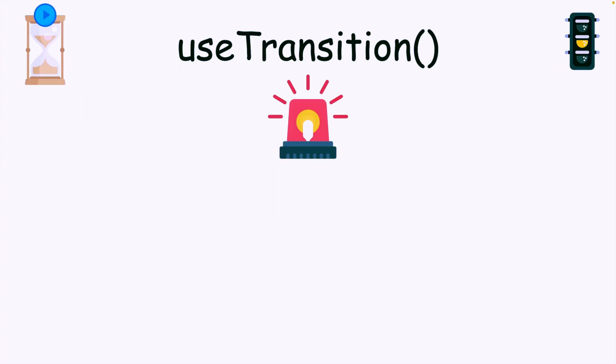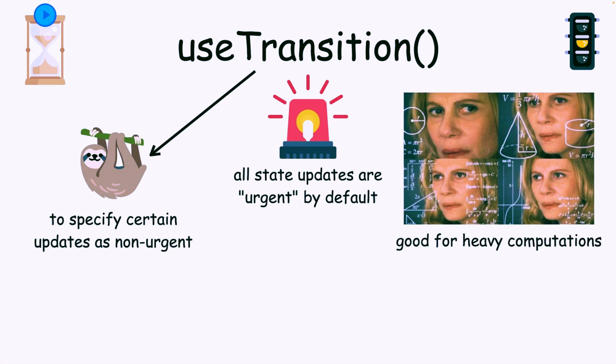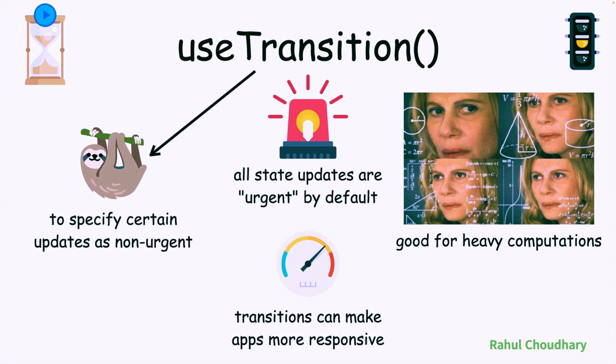In React, all state updates are considered to be urgent. UseTransition is a transition hook that allows us to specify that certain state updates are not urgent. This is helpful for state updates that involve heavy computations, which can lead to a bad user experience if they're executed immediately. We can make our app more responsive by wrapping these state updates in a transition.